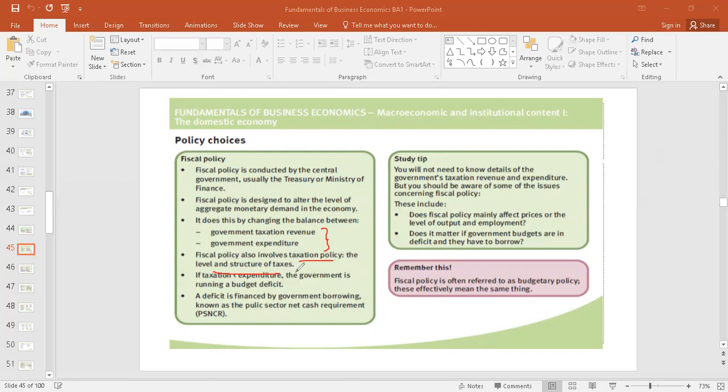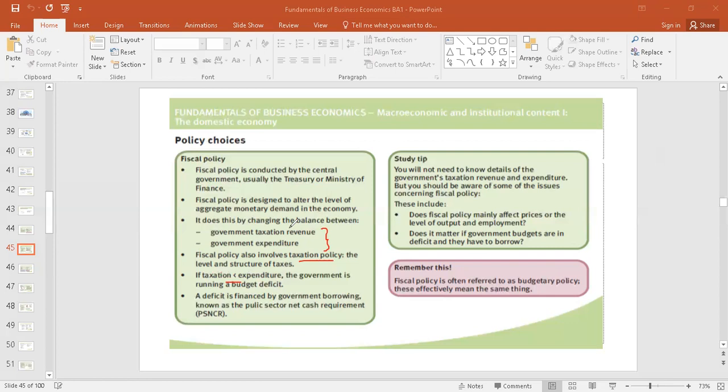Then if taxation revenue is less than expenditure, the government is running a budget deficit. It collects revenue by levying taxes on various things. So we see there are direct taxes, where tax is collected from the person who is liable to pay on the income generated. If the tax is collected from some other indirect source, from a person who is not liable to pay, that becomes an indirect tax. So that becomes a source of revenue for the government.